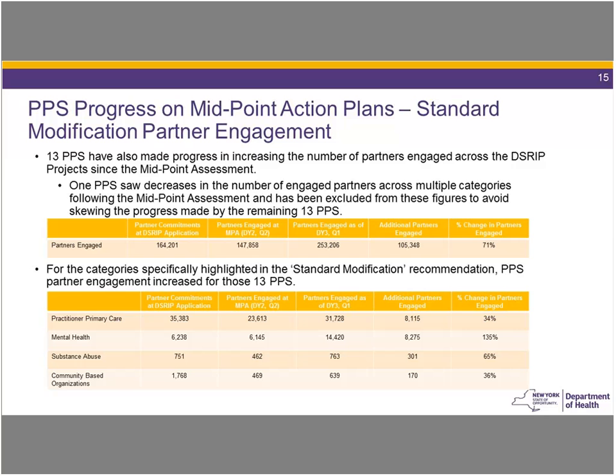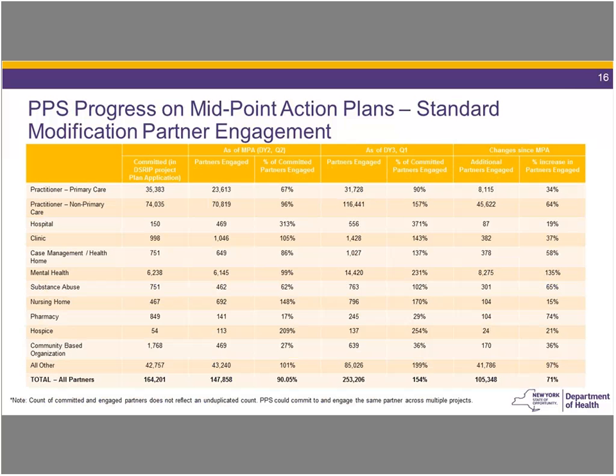So, again, the last set of data that we have is just the deeper dive, the full breakout across all of the partner types. Again, showing 71% increase of overall partner engagement for these 13 PPSs. Again, the same increases that we saw for those 4 specific categories on the prior slide can be seen here. And again, similar to what we saw in overall, we've seen PPSs continue to increase the number of partners that they're engaging. And at this point, most look to be on track for meeting their specific partner engagements from the application, that we don't see the significant gaps that we saw at the midpoint that raised concern.